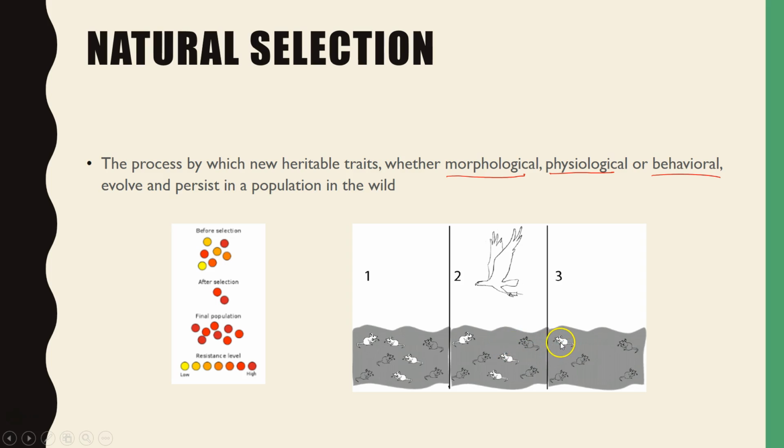Over time, these grey mice are selected for in terms of they're the ones that persist, they rise to adulthood and they reproduce, which means their genes remain in the population. So it's the process by which we're choosing a physiological characteristic for it to persist in the population.